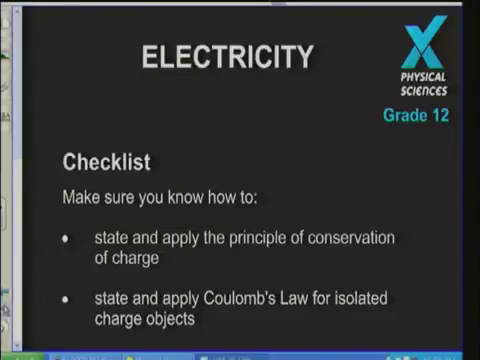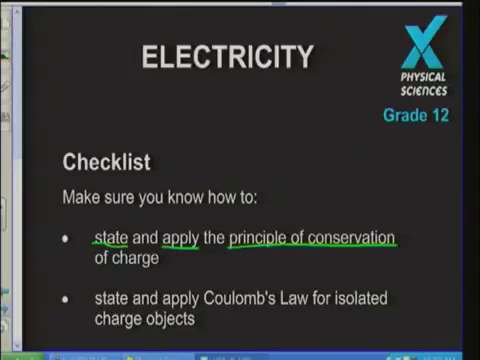Now, here you need to know the principle of conservation of charge. You should be able to state it, and you should be able to apply it. Here we're talking about when things collide, carrying so much charge, that much charge. The charge of this system in a closed system can never change. It remains constant. It can't be more, it can't be less.